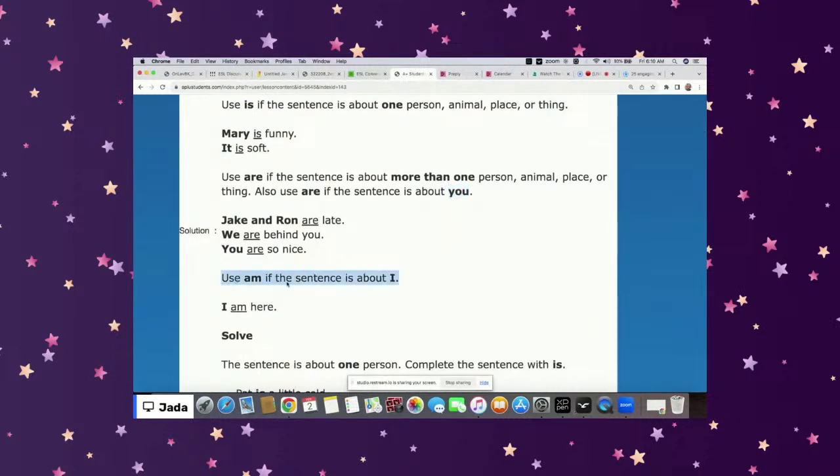Then use am if the sentence is about I. If you want to talk about I, or you want to say I did this. I am here. So whenever you want to use I, you say I am here. I am tired. I am happy. That is when you use am. Okay? Am if the sentence is about I. You use are.